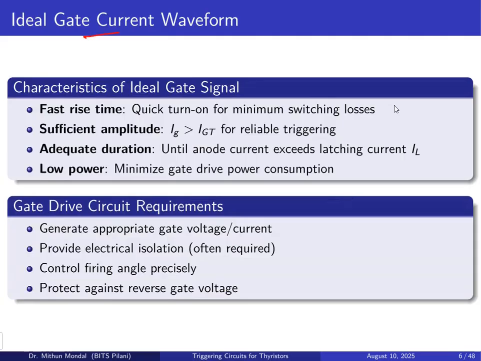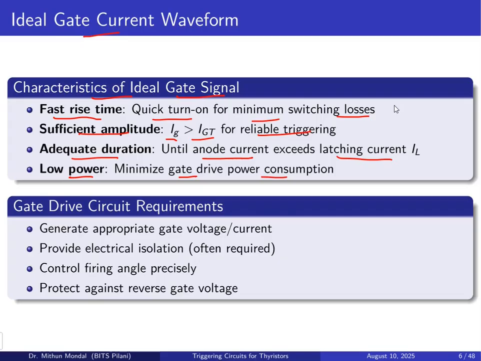So what is the ideal gate current waveform? If you see the characteristics of the ideal gate signal, it should have a fast rise time, because a quick turn on is possible with minimum switching losses. Sufficient amplitude should be there, where the gate current should be greater than the basic triggering limit for reliable triggering. It should have adequate duration until the anode current exceeds the latching current, and it should have low power so that it has minimum gate drive power consumption.